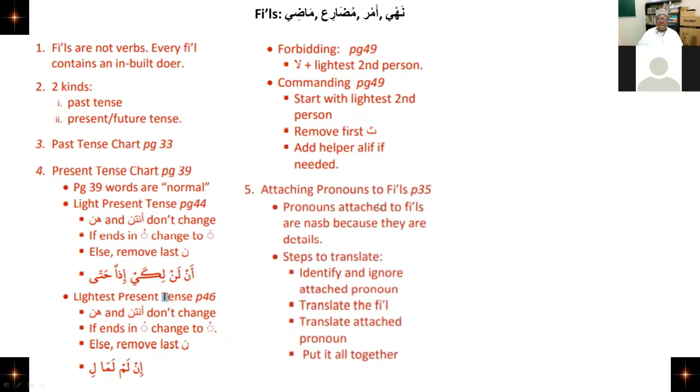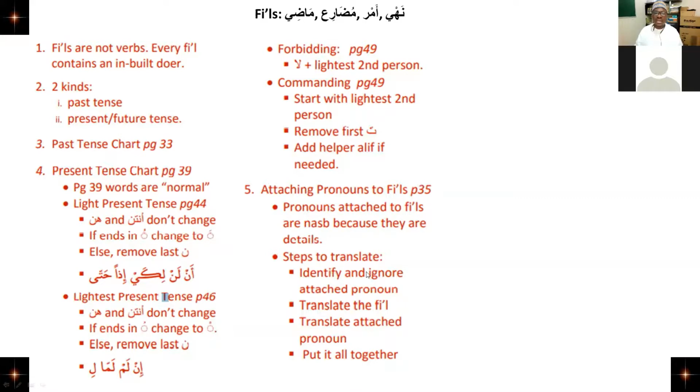Okay, now the fifth point here with regards to fi'l is that we have pronouns being attached to a fi'l. So attaching a pronoun to a fi'l, how do we attach? You remember we mentioned that pronouns can be attached and they can be independent. So the attached pronoun can be attached to an ism, or to a fi'l. When a pronoun is attached to a fi'l, it is in nasb status because it is a maf'ul bihi.